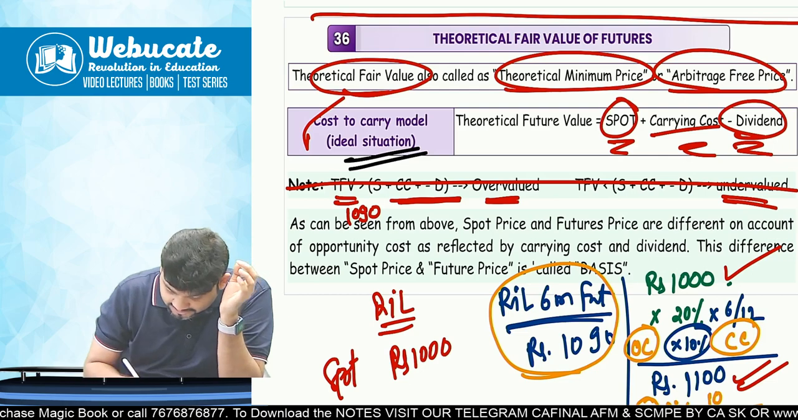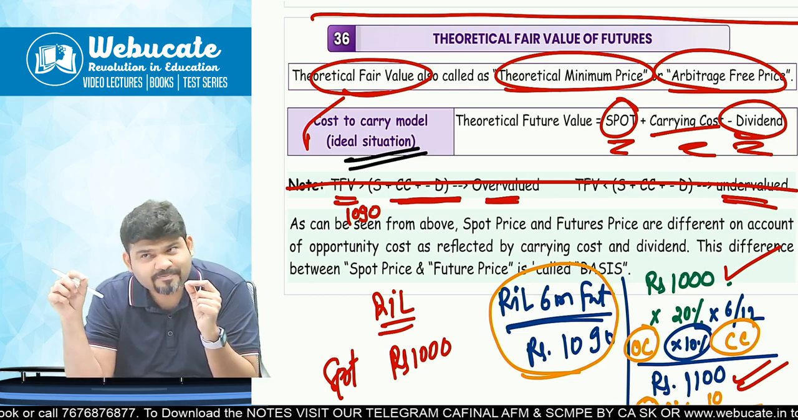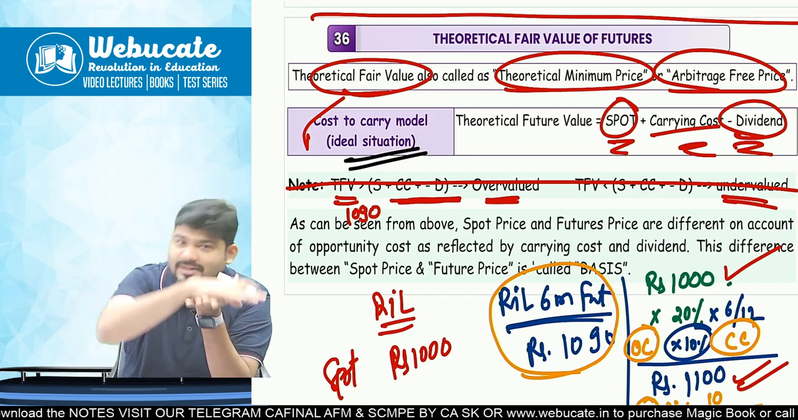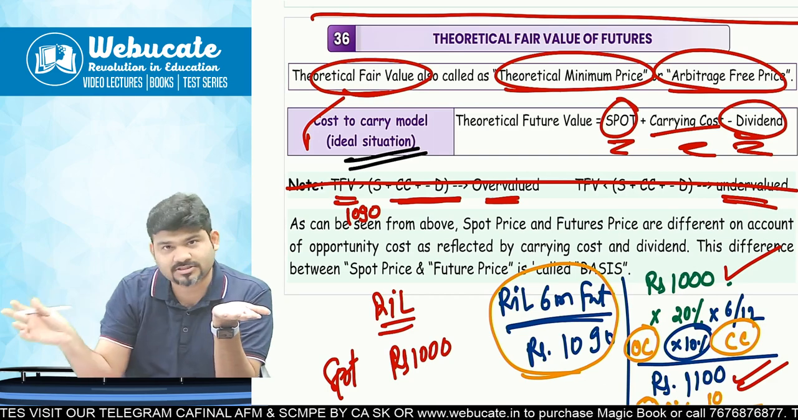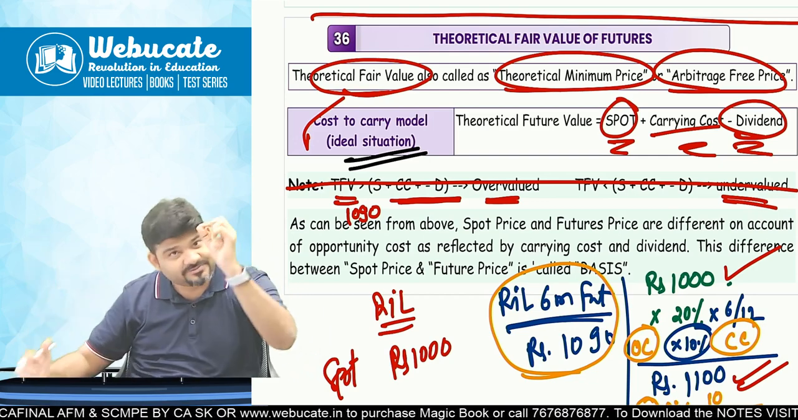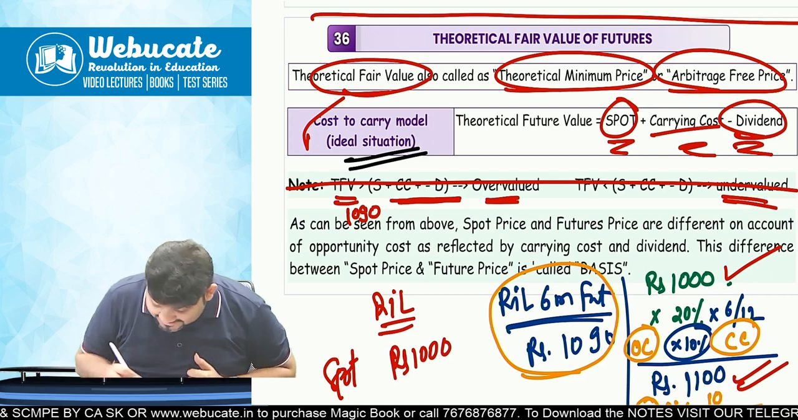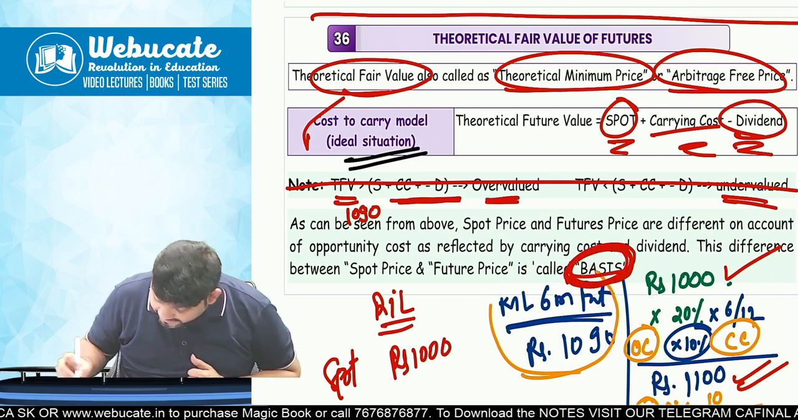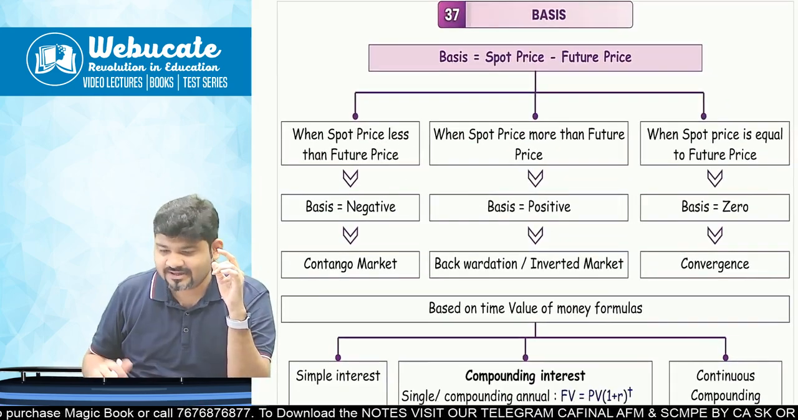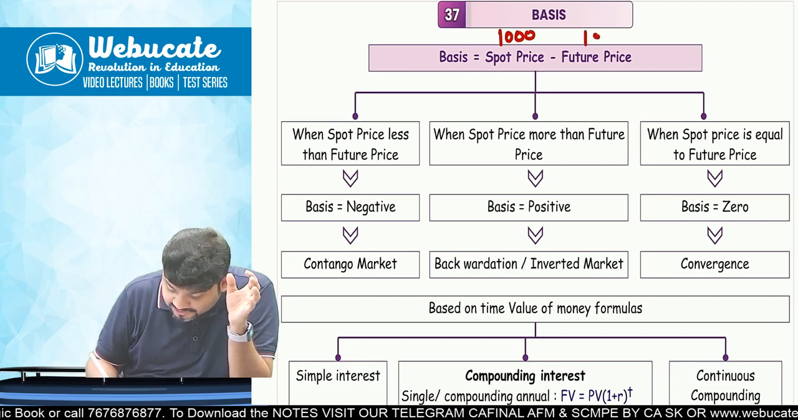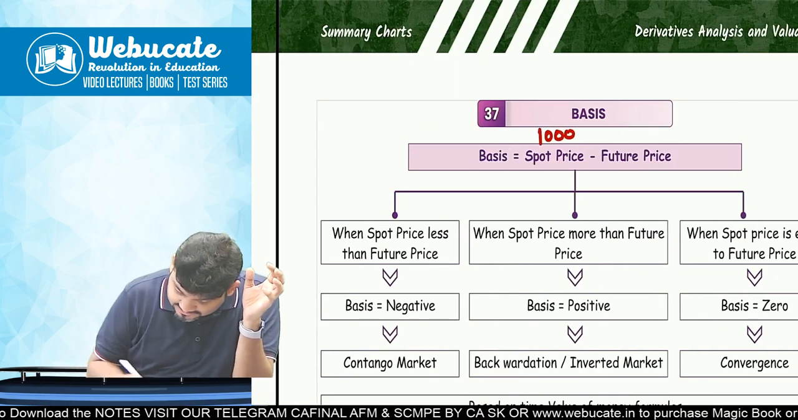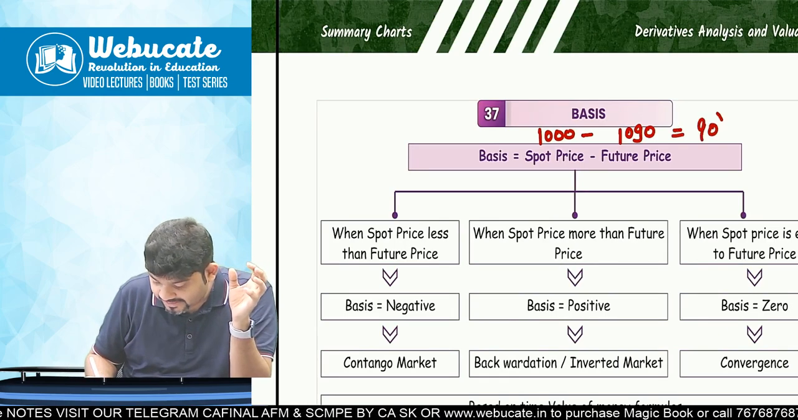Got it? Done? So, will your spot price and futures price be the same? Ideally, no. The 3 month difference will give rise to a different pricing. But the difference will only be of the opportunity cost or the carrying cost, as also adjusted with the dividend. Because there is a difference in the spot price and futures price for the same share, it is called the basis. The difference between the spot price and futures price is called the basis. Gotcha, everybody? So spot price was 1000. Futures price was 1090, as we did in this example. This is your futures price. Basis will be 90.